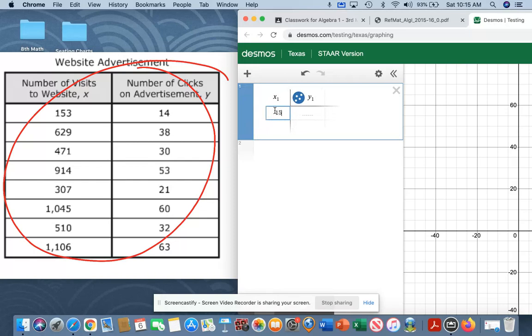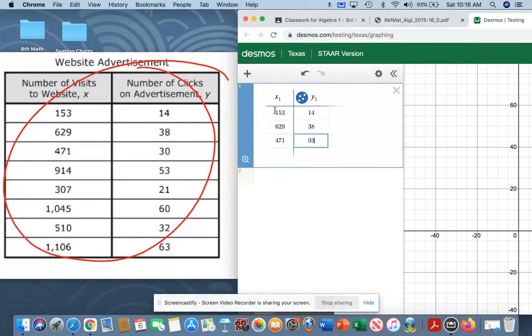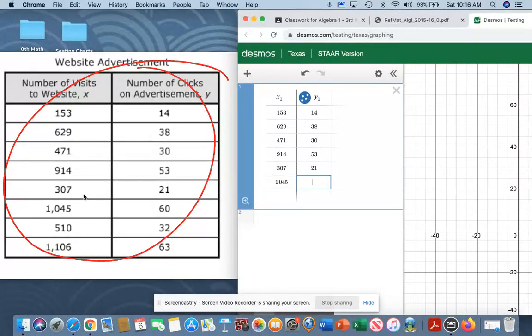So X is 153, 14, 629, 38, 471, 30, whoops, 914, 53, 307, 21, 1045, 60, 510, 32, and 1106, 63. Okay, so there's all the points they gave us.